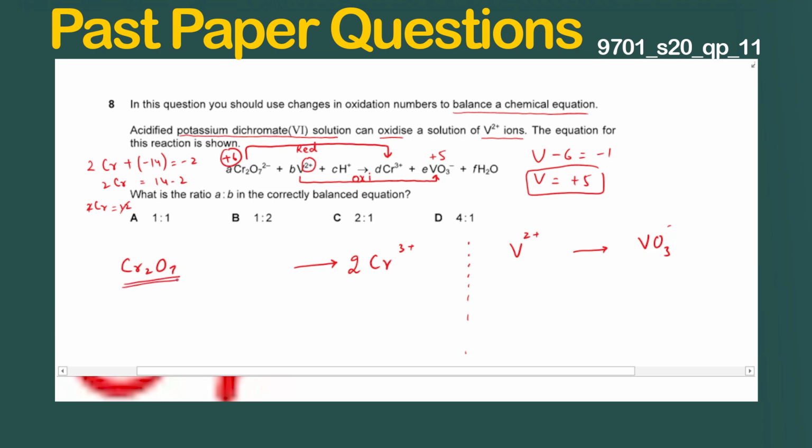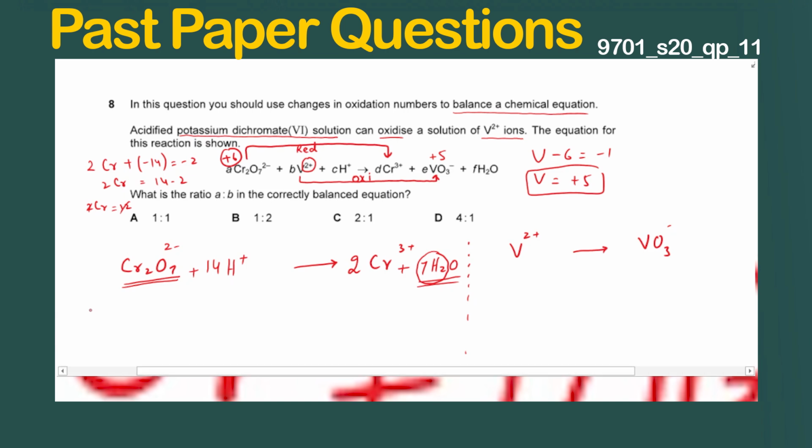Here we have 7 oxygen, so we have to put 7 H2O molecules here. In this way, there are 14 hydrogen atoms. For balancing this, we have to put 14 hydrogen ions here. This one is chromate ion, so that is 2 negative. Now all the atoms are balanced.